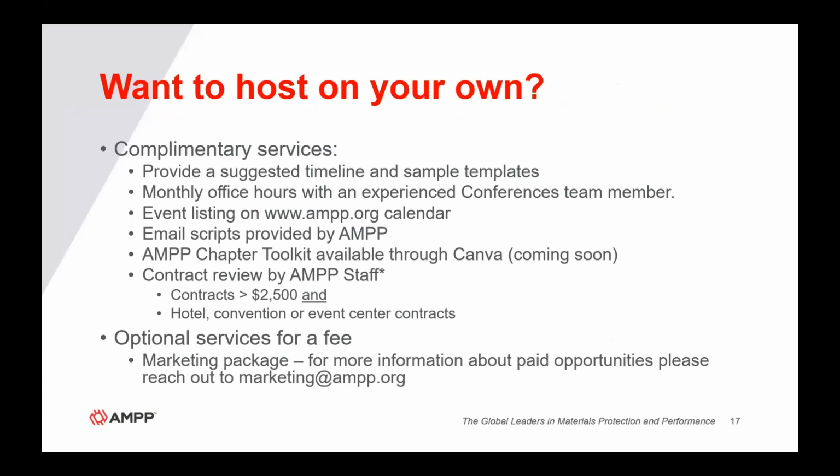So we can offer complimentary resources. Like I showed you the timeline earlier, we can also provide sample templates, whether it's invitation letters or exhibitor kits. We have some of those available for you. Later this fall, we're going to start monthly office hours with somebody from the conferences team, where we'll have an hour available and you can call in and ask any kind of question that you may have. Also, listing your event on the amp.org calendar. There is a submission form for that. It's just a simple online submission form. Type in your information, it'll get posted.